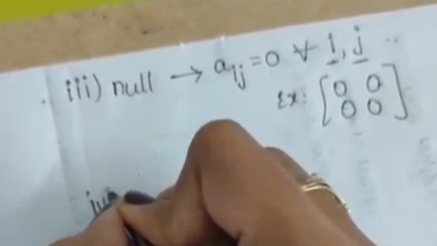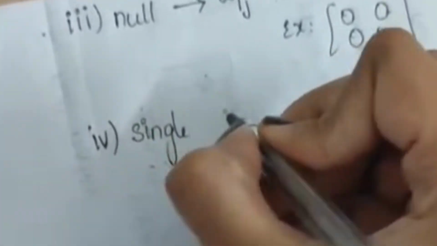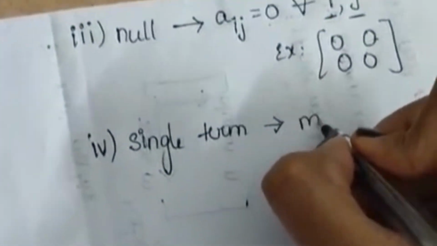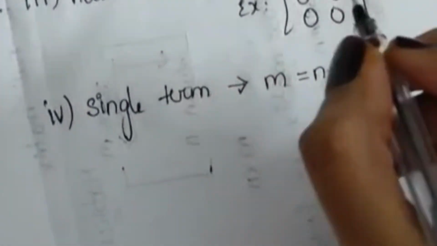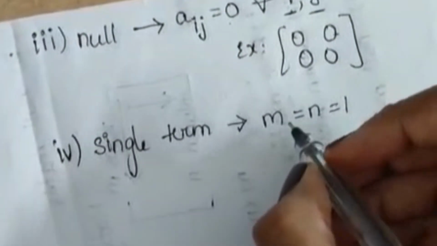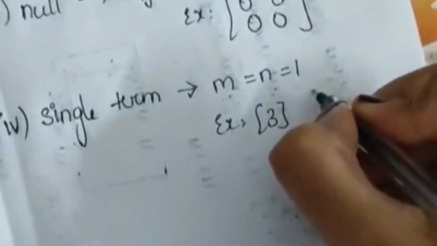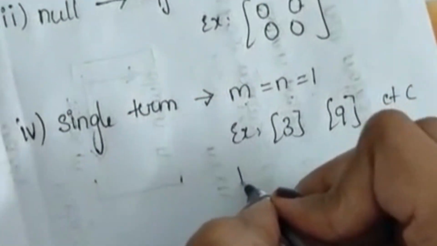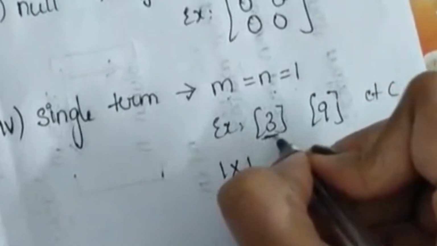Now another matrix is the single term matrix. A single term matrix is a matrix which satisfies the condition m is equal to n is equal to 1, which means the total number of rows and columns is equal to 1. Example: 3, 9, etc. This is a 1 by 1 matrix which has one row and one column.